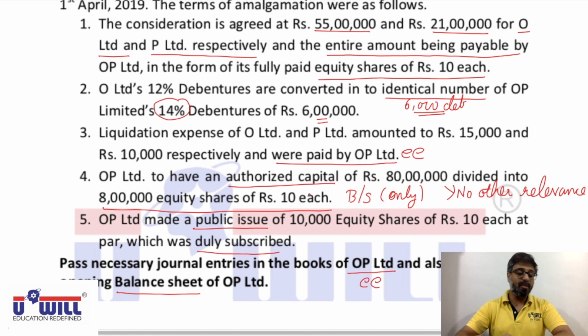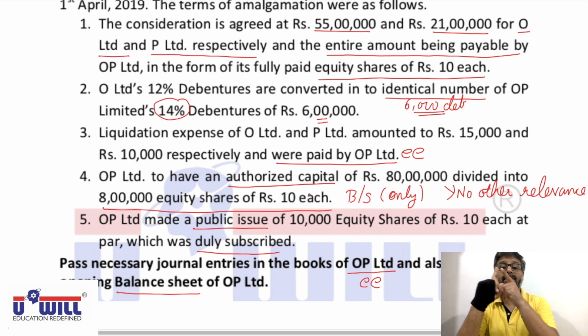Now, if you all remember, I told you in the past lectures that when we read the question, we have to first identify three things. First, we have to identify is it merger or purchase. Second, we have to identify the method of purchase consideration. And third, based on the merger or purchase, we have to identify in the books of transferee company, do we have to follow pooling of interest method or purchase method of accounting.